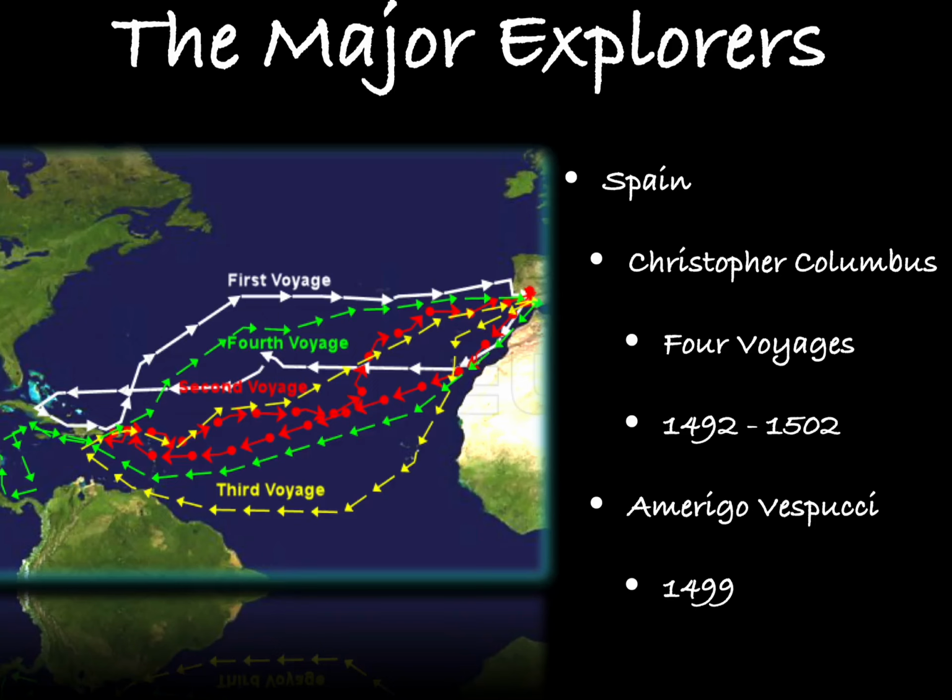Which is why, in English, we would pronounce Amerigo as what? America. We've named North America and South America after Vespucci because he's the guy who discovered not necessarily the continents, but discovered that they were new continents. Okay? So Amerigo Vespucci in 1499. Again, Christopher Columbus, not Spanish. Amerigo Vespucci, not Spanish. Where were both of them from? They're from Italy. Why didn't they sail for Italy then?